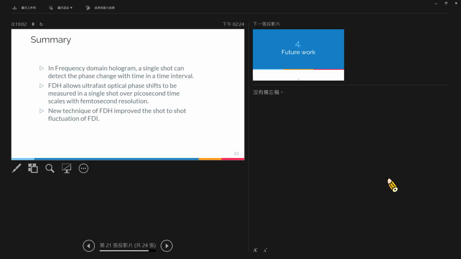To summarize my papers, the important part is the frequency domain holography. It is single-shot and can detect a phase change with time in a time interval. FDH allows ultrafast optical phase shifts to be measured in a single shot over a picosecond timescale with femtosecond resolution. And this new technique can improve the shot-to-shot fluctuation of FDI.